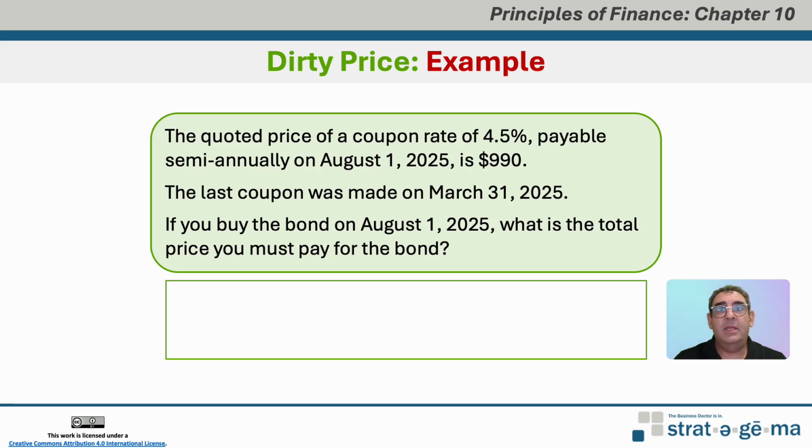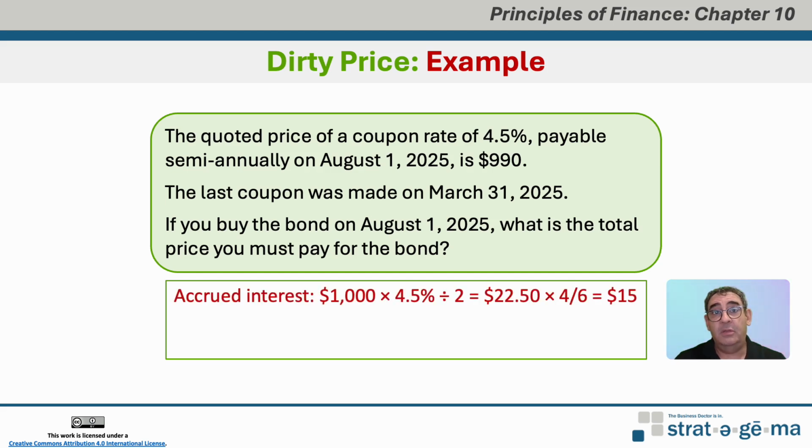The $990 represents the clean price of the bond. So that's going to be your starting point. And then what we have to do is add the accrued interest. So in order to determine the accrued interest, we're going to take the $1,000 face value of the bond, multiply by the 4.5% interest rate. However, this is a semi-annual bond, so we must divide by 2. That equals $22.50 for 6 months worth of interest.